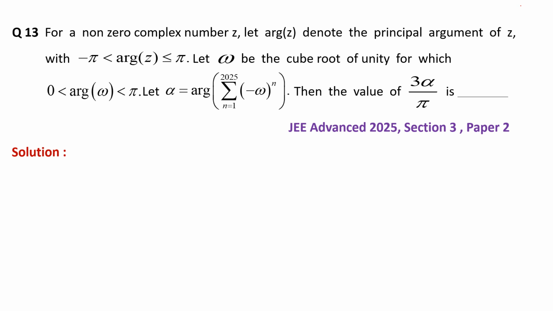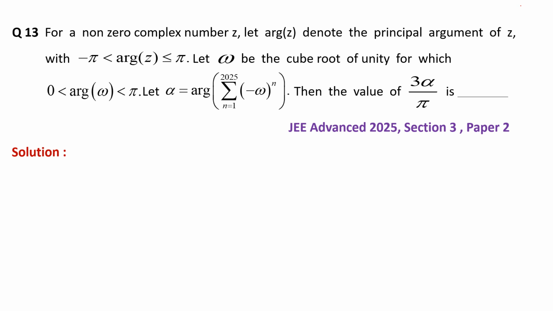It says, for a non-zero complex number z, let arg of z denote the principal argument of z, with argument of z greater than minus pi and less than or equal to pi. Let omega be the cube root of unity for which argument of omega is greater than 0 and less than pi. Let alpha equal the argument of the summation of minus omega to the power n, where n varies from 1 to 2025. Then the value of 3 alpha upon pi is. Now students, basically in this question, we have to find the value of alpha.